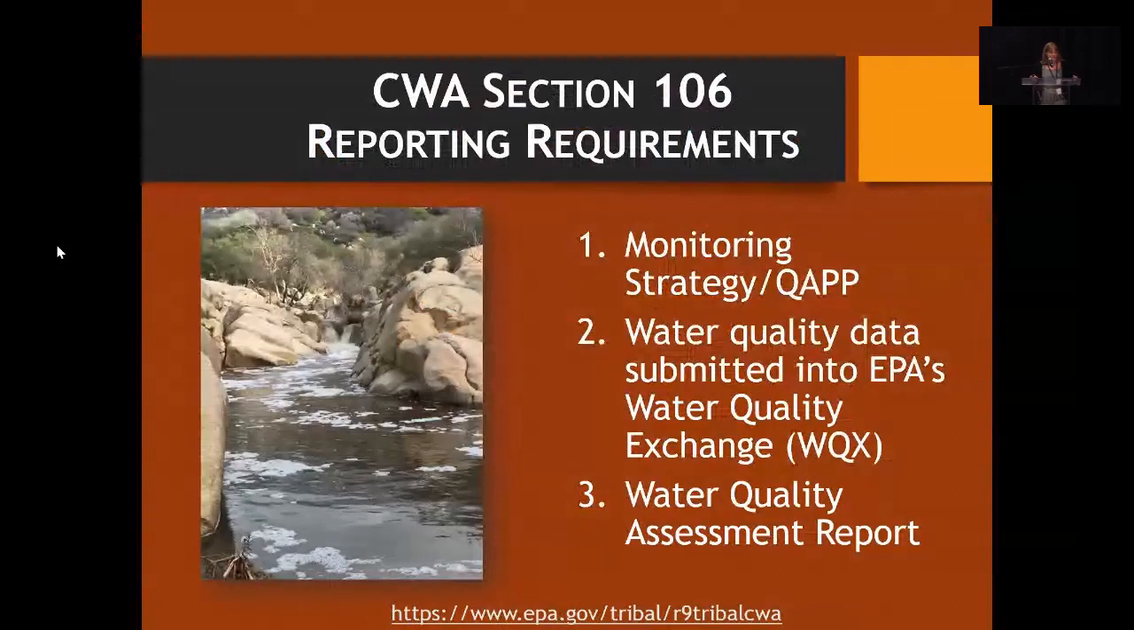Anyway, so you receive Clean Water Act 106 funding from EPA. There are three reporting requirements. The first one is a monitoring strategy, or a quality assurance program plan, or a QAPP, or a QAP. There are lots of names. In other regions, this may be two separate documents, but in Region 9, it's usually just one. The second is water quality data submitted into EPA's Water Quality Exchange, WQX. And the third is a water quality assessment report, or a WQAR. And there might be other deliverables to submit to your Clean Water Act 106 project officer, such as quarterly reports or other things, depending on your work plan tasks.